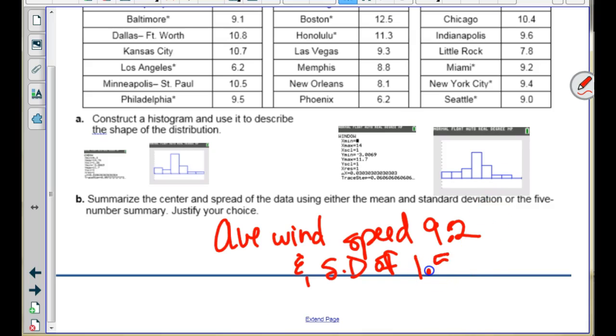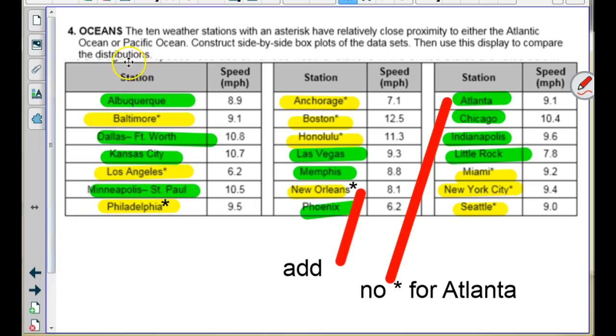All right. Then they start talking about, well, what if you want to compare data? So the second part of the question, number 4 here, everybody see where we're at? They're still using the numbers from up above. And it says the 10 weather stations with an asterisk have relatively close proximity to an ocean. Okay? Construct side-by-side box plots of the data sets, then use this display to compare the distributions.